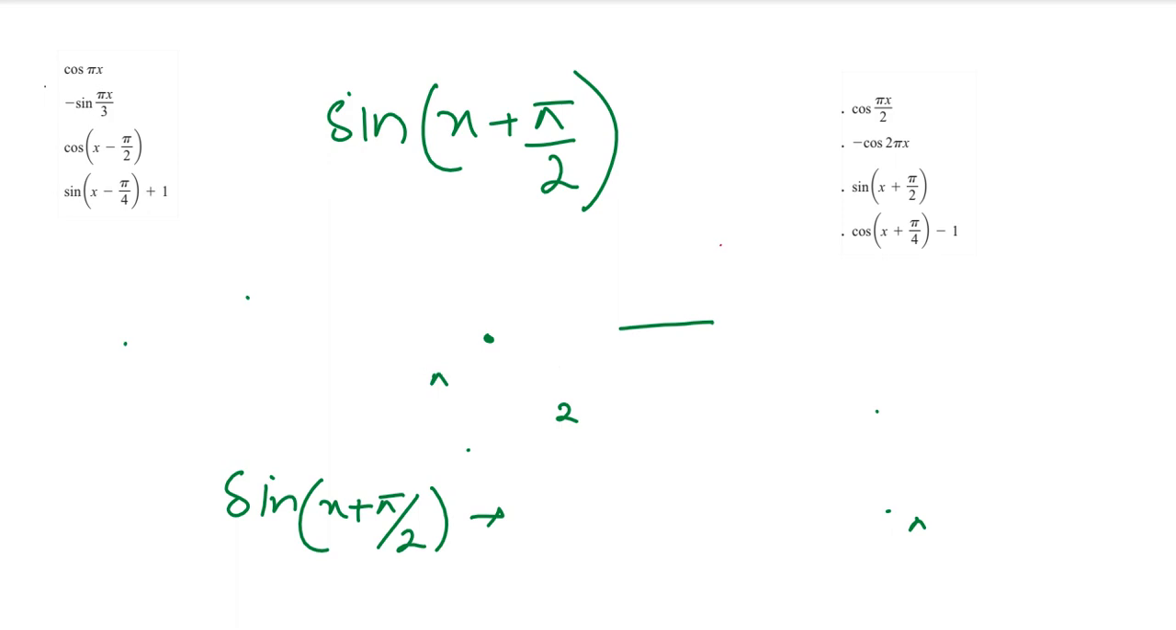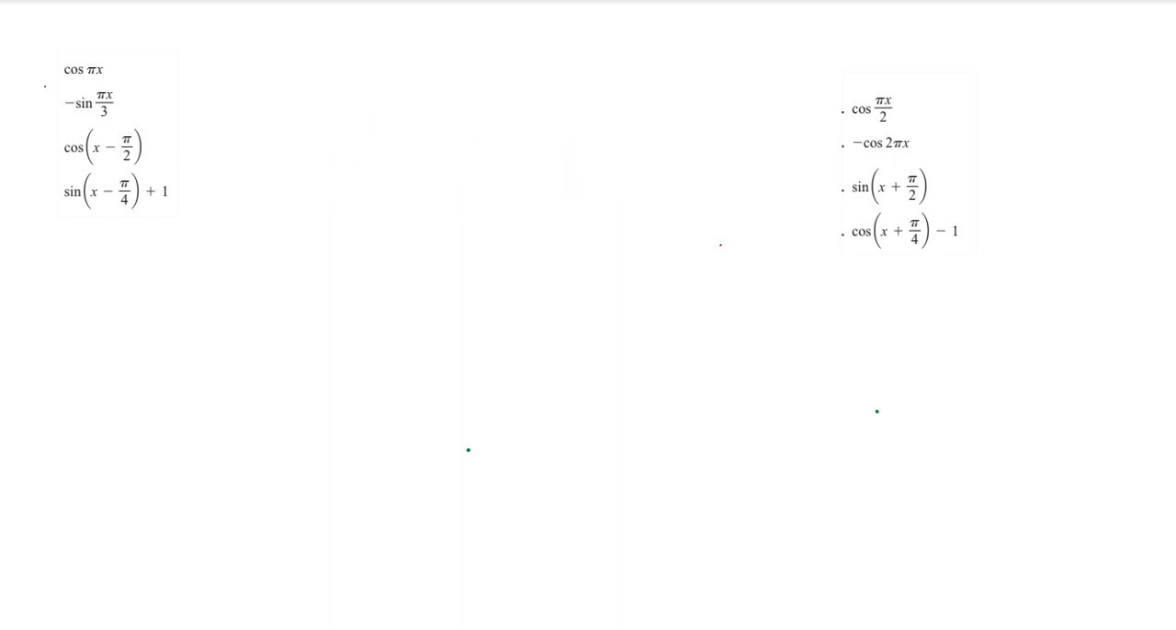The last example of graphing the trigonometric function is cos x plus pi by 4 negative 1. We have to move the graph by a factor of pi by 4 to the left side, and then move it downward by a factor of 1. All right, cos x plus pi by 4 negative 1.